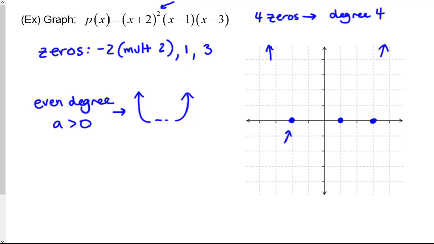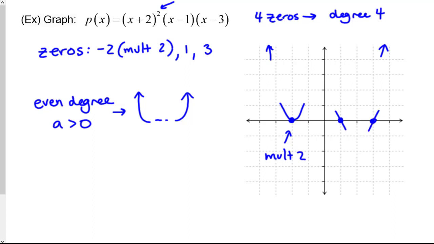Now this 0 is multiplicity 2. And what's important about that is my graph's going to come down, touch the axis, and bounce back away. It's going to behave more like a parabola there. Here, it's multiplicity 1, so I just pass through like a line.